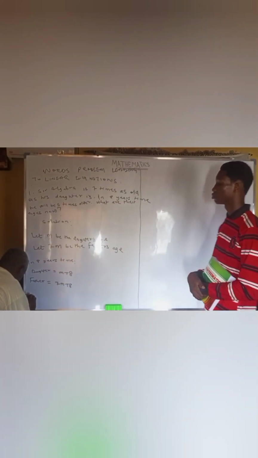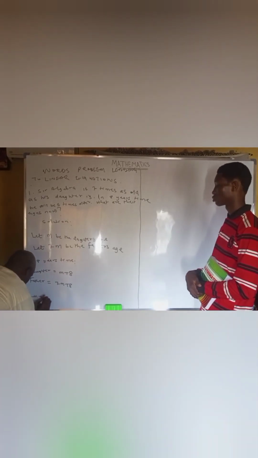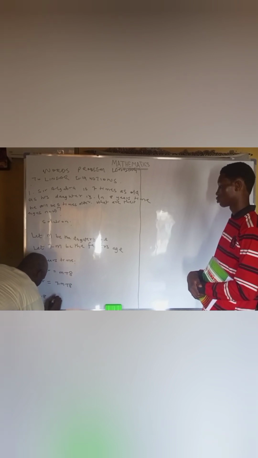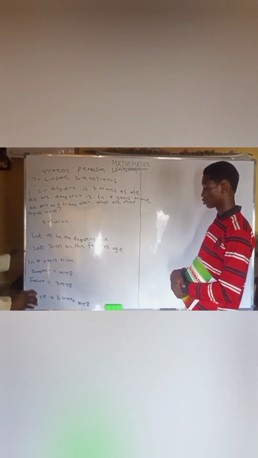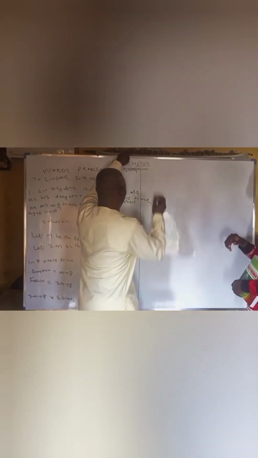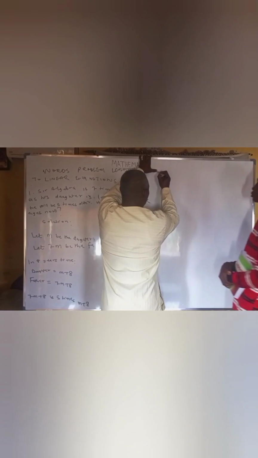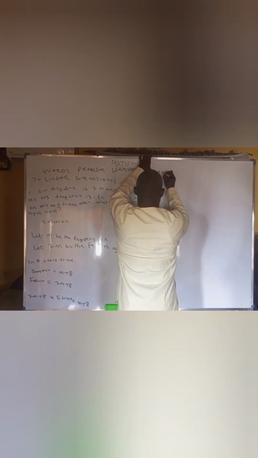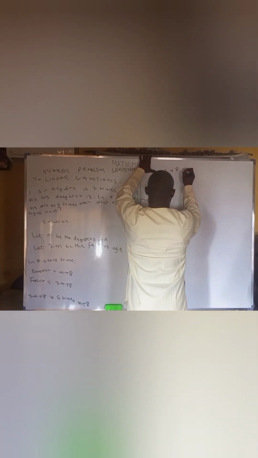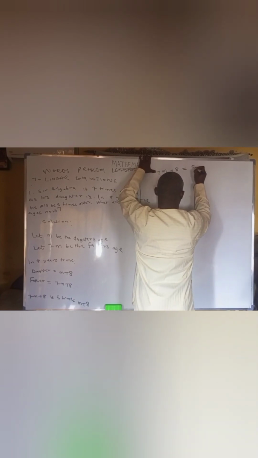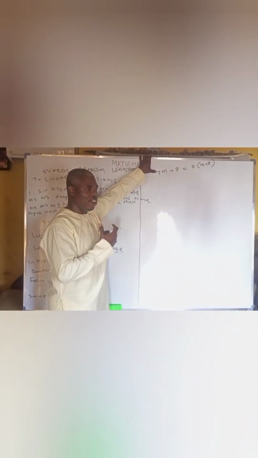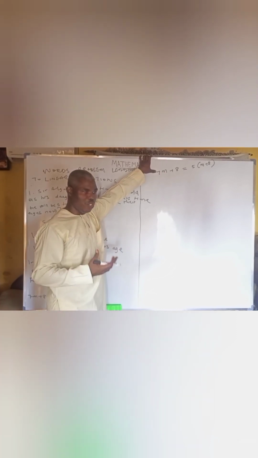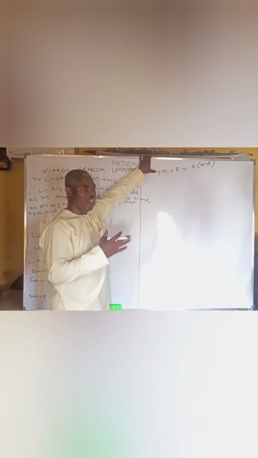So now the father's age, 7m plus 8, is 5 times the daughter's age, which is m plus 8. So we can make our statement to be 7m plus 8 is equal to 5 times m plus 8. So we have 7m plus 8 is equal to 5 open brackets m plus 8.